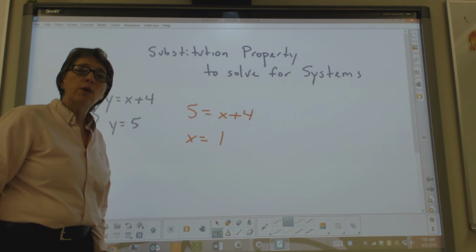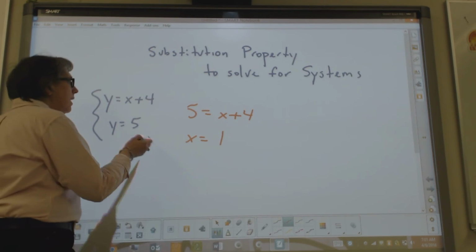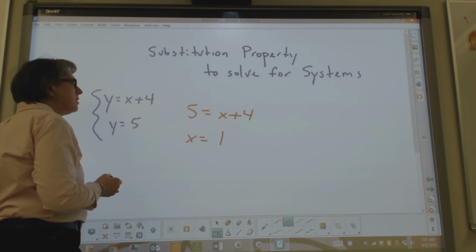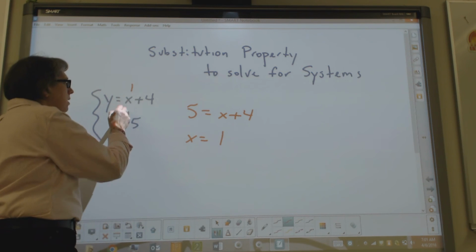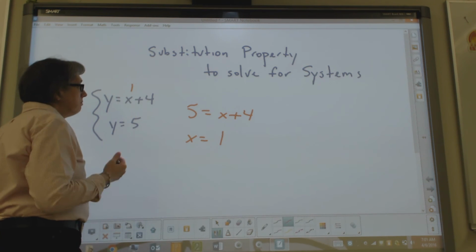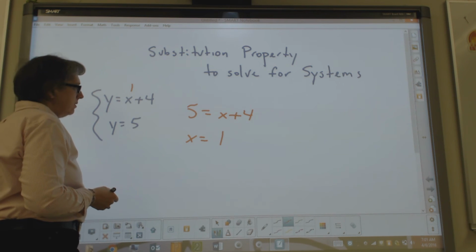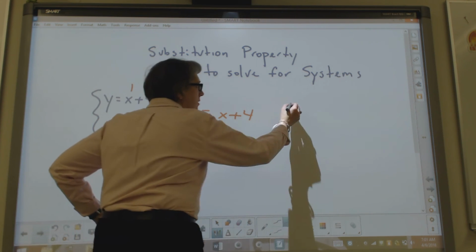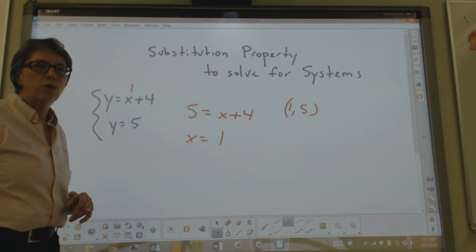All right, we know what the x is. How do we find the y? That's right. We can't use this one, but we go back to this one, and wherever there's an x, we plug in a 1. So 1 plus 4 is 5. What a surprise. So what is our point? 1, 5. That's the point. That's a solution that will make them both true.